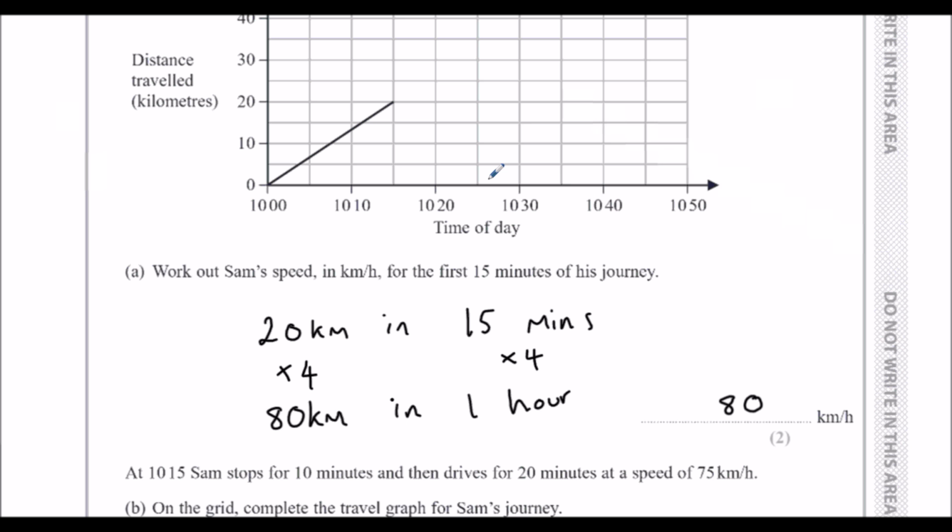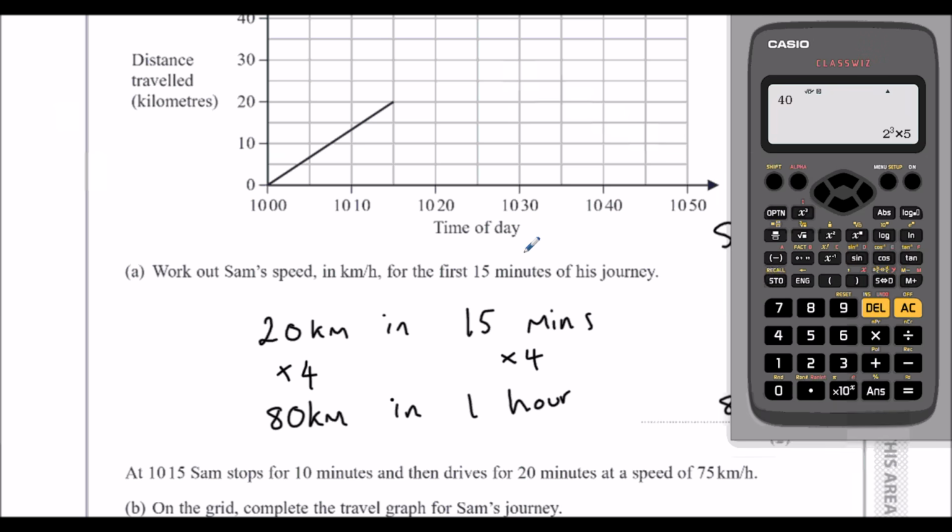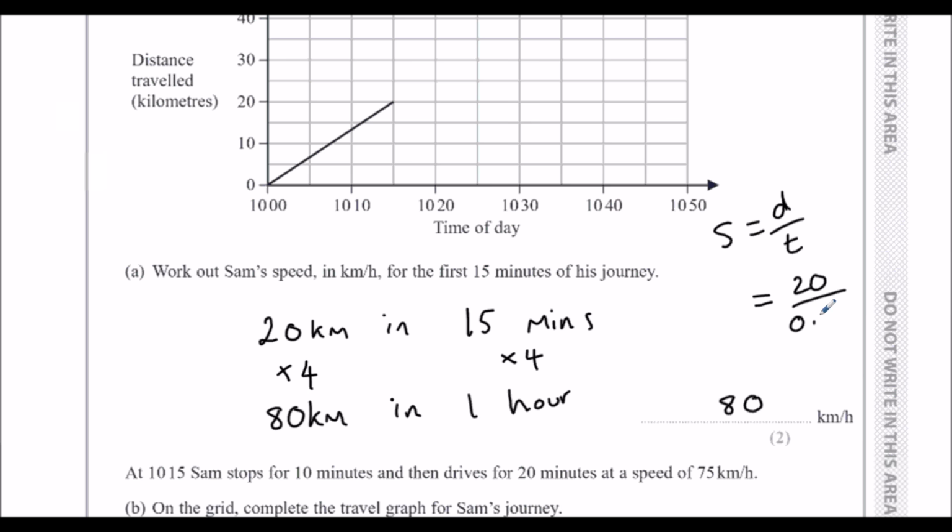If we did use speed equals distance over time, so speed equals distance divided by time, the distance is 20, but the time, we can't use 15 because 15 is in minutes. So we'd have to change it to hours first. So 15 sixtieths, 15 minutes is the same as 1/4 or 0.25 hours. So it'd be 20 divided by 0.25. That is 80 as well.